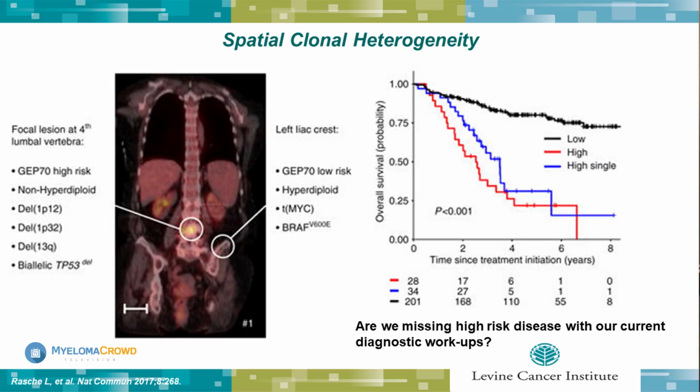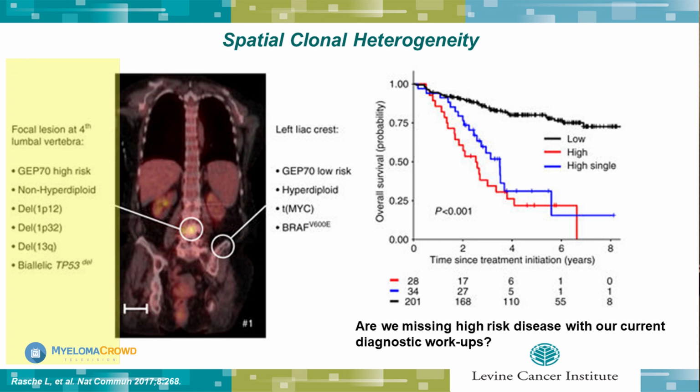This is another example from the same study. So this is just a specific patient who had a hot spot on PET CT in the lumbar vertebra here. So they had this biopsied, and then they had a random biopsy of the iliac crest. And in the lumbar vertebra, which lights up clearly a lot hotter than what we're seeing here, they were high risk by the gene expression profile.